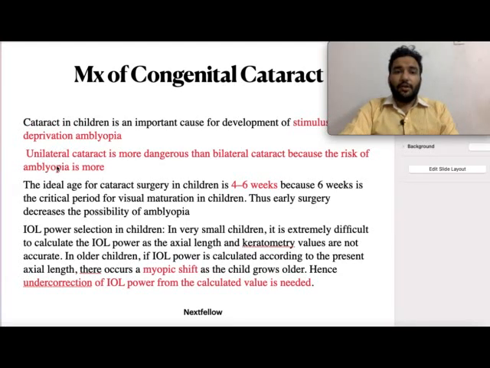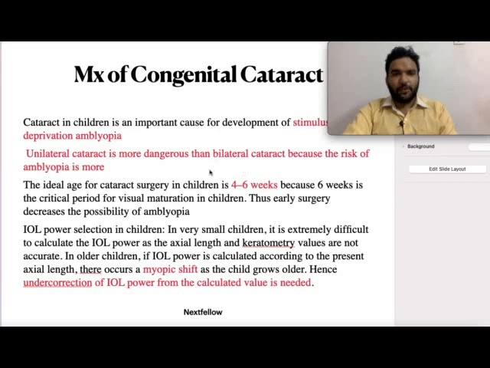And here the weird thing is that unilateral cataract is more dangerous than bilateral cataract, because once you use one eye, the brain will get adapted to that and it starts using that eye and forgets about the other eye. So it's very deadly. So you have to be very careful with unilateral cataract. The ideal age for cataract surgery is 4 to 6 weeks. In the case of unilateral cataract, the earlier the better.